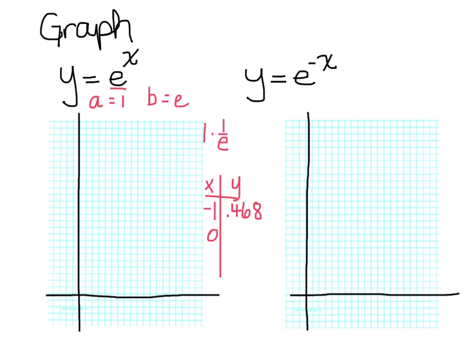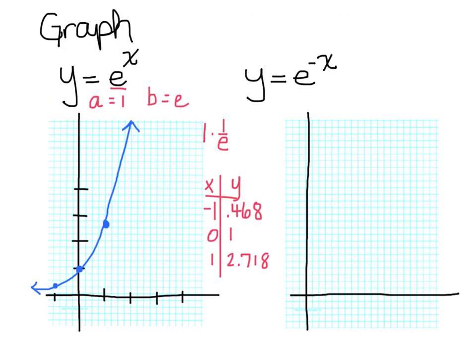If I plug in 0, obviously, e to the 0 is 1. 1 times a would be 1. And if I plug in 1, I get e to the 1, which is 2.718 times 1. So this would be e. Now if I graph that, I'm going to get -1. Again, we're going to say 4 blocks is 1. And I plot those points, and you can see that that would be growth.